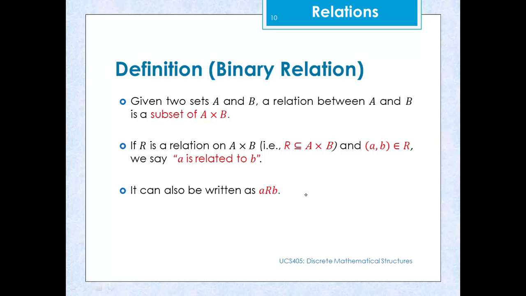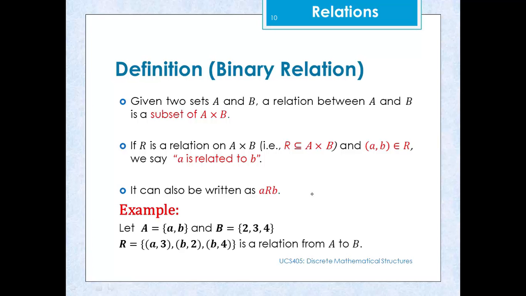So now let us see some examples of it. Let us say that we have two sets A and B. A is the set having elements a, b, and B is the set having elements 2, 3 and 4. Let us define a relation R on it as (a, 3), (b, 2), (b, 4). So R is obviously a subset of A cross B. A cross B is the Cartesian product here, and R is a subset defined on A cross B. So R can be defined as a relation from A to B.